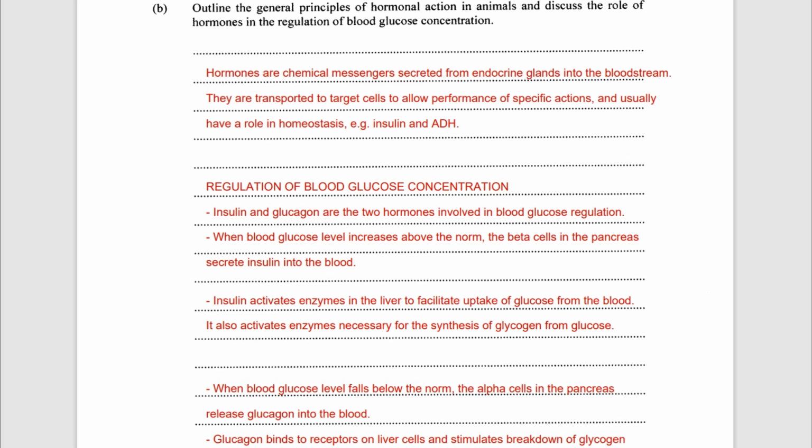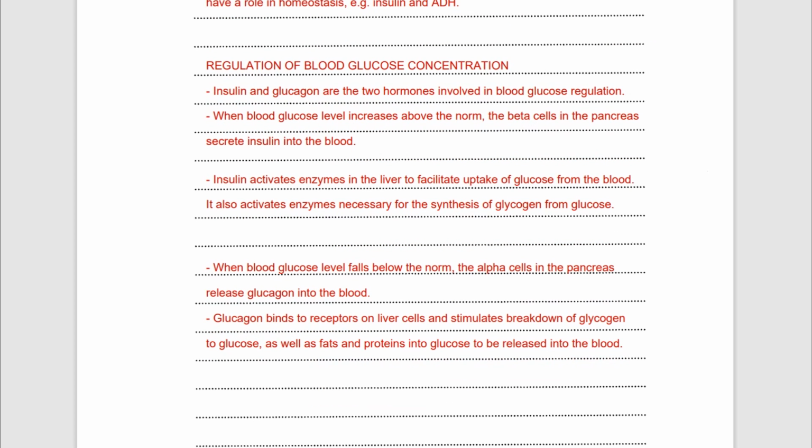So let's look at regulation of blood glucose concentration. There are two main hormones involved in this, insulin and glucagon. And when homeostasis has to occur, we have to understand that we'll have what we'll call a set point or a norm. This set point could either go higher or lower than normal. And some kind of negative feedback mechanism would have to bring it back down to the set point, or bring it back up to the set point.